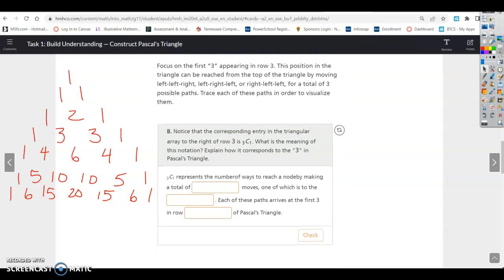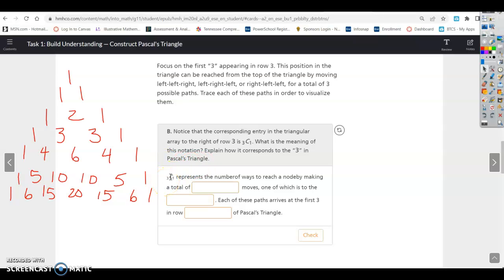All right, so it says focus on the first 3 appearing in row 3. So row 1, 2, 3, the first 3 here. So this is position 0, so this would be position 1. So this represents row 3, position 1. It says notice that the corresponding entry in the triangle array on the right of row 3 is 3 combination 1. What is the meaning of this notation? Explain how it corresponds to the 3 in Pascal's triangle.